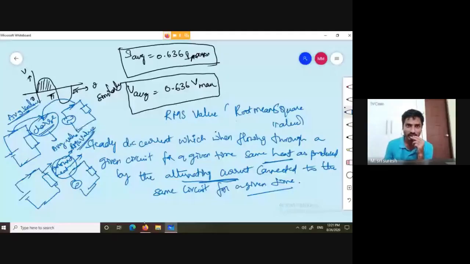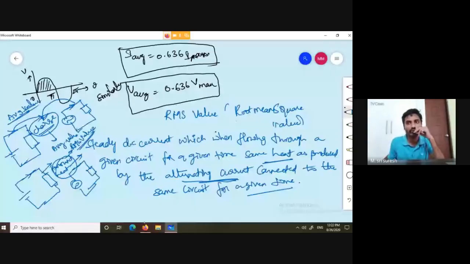When a steady DC current is flowing across a circuit, there will be some heat generation. That heat generation is the same amount as when the circuit is connected to an AC source. The same amount of heat is generated. That value is termed the RMS value, root mean square value. Okay, this is the definition of the RMS value of an alternating quantity.